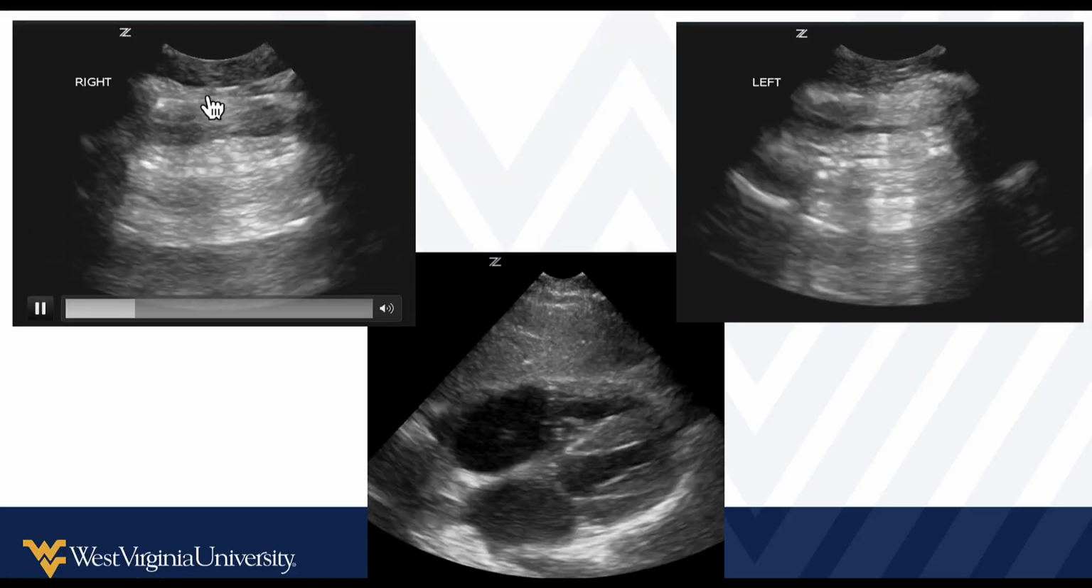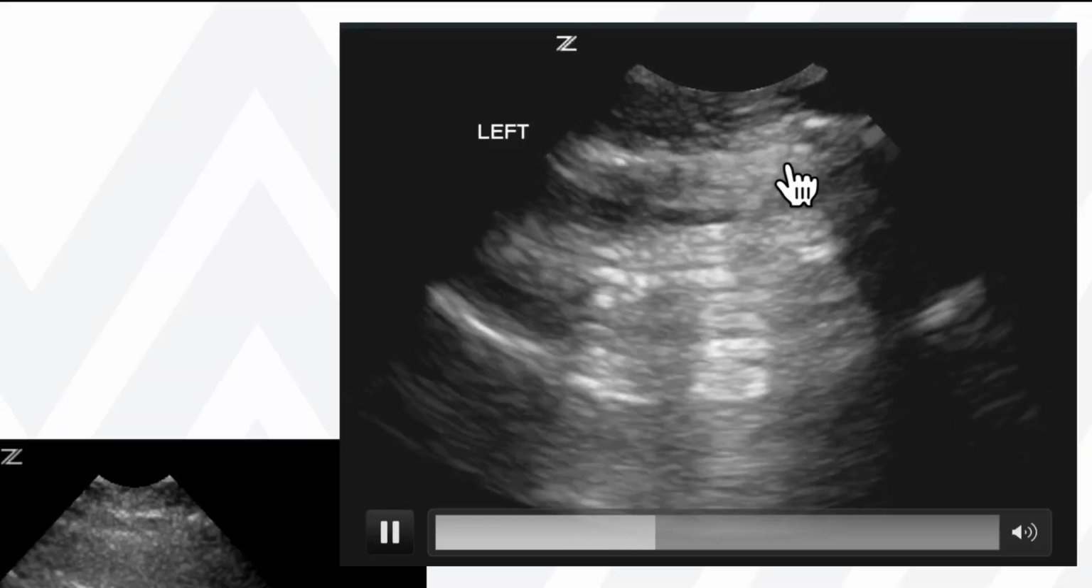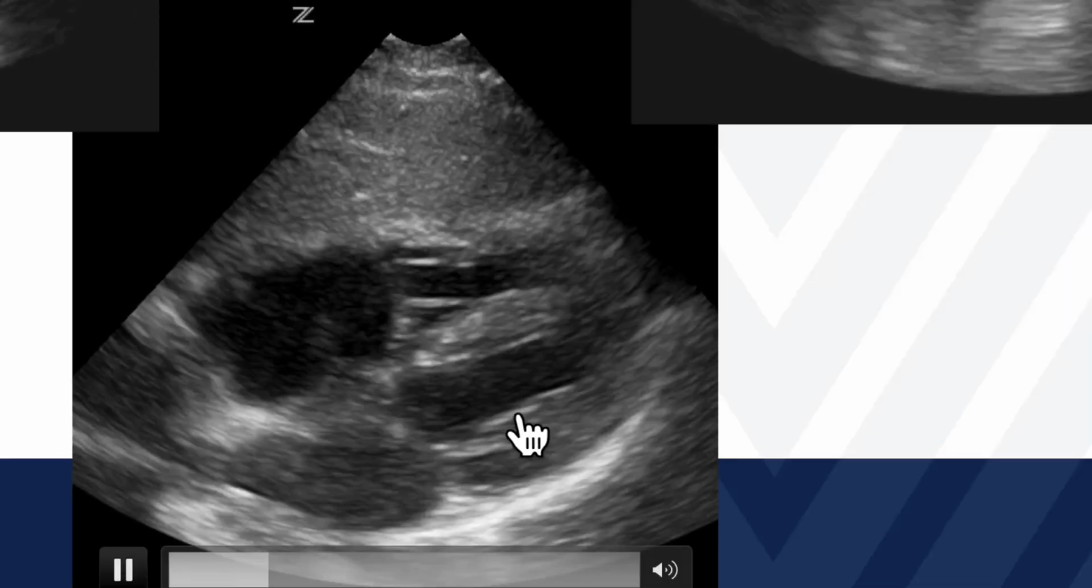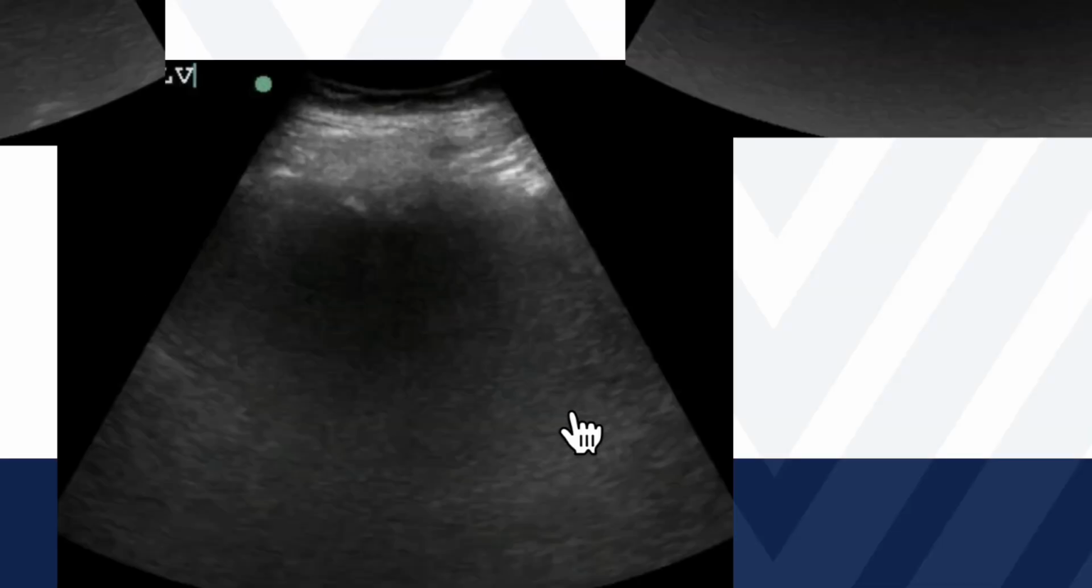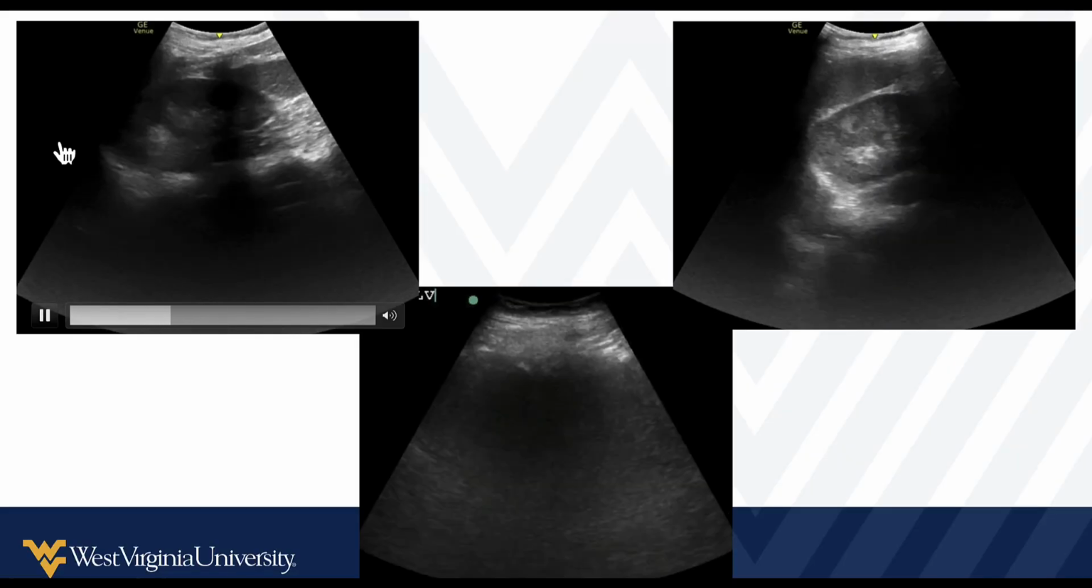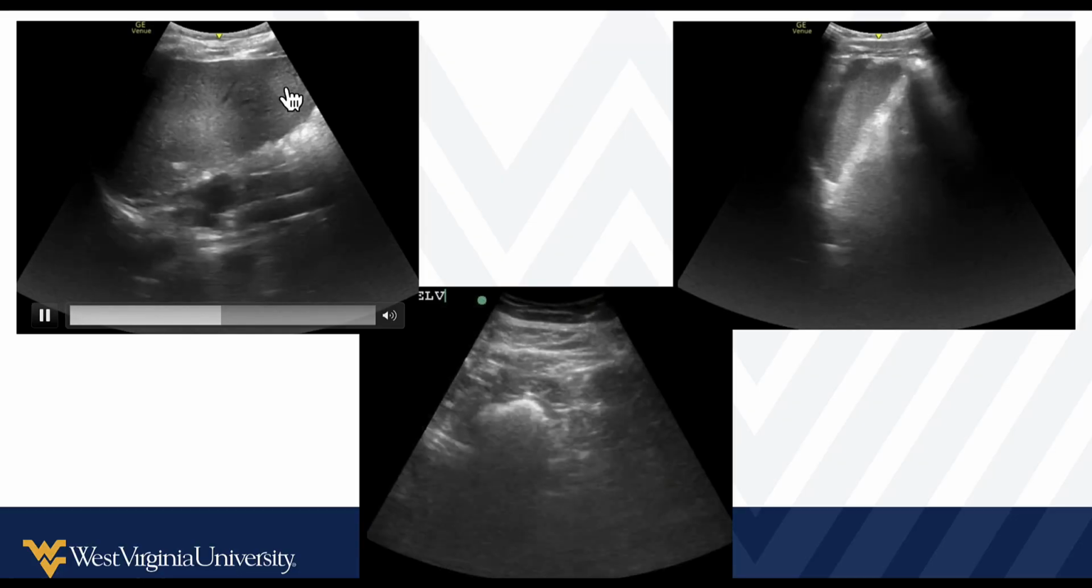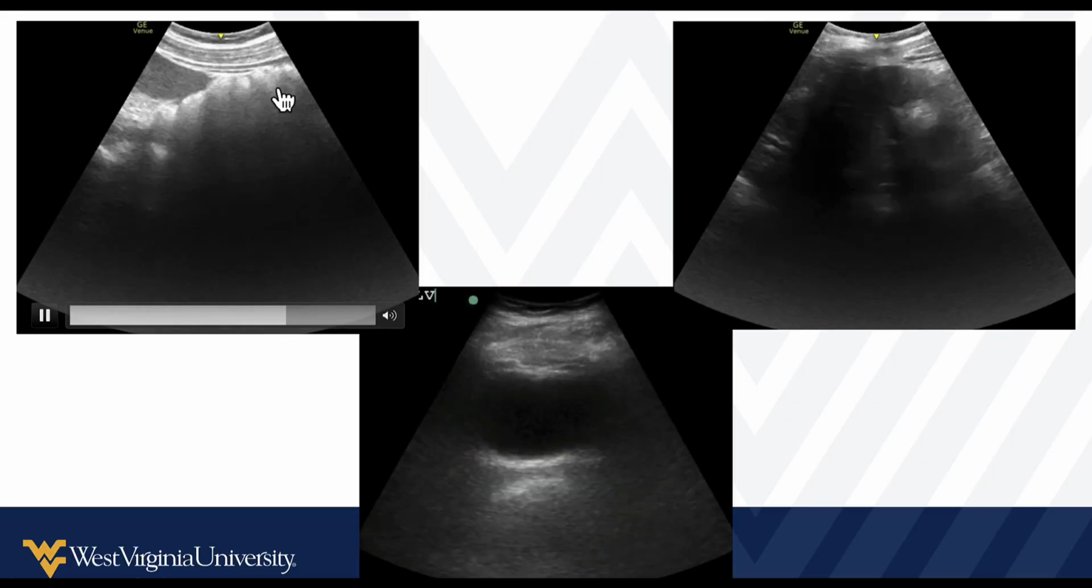We'll quickly look at these. The chest, we see sliding, so there's no pneumothorax. Heart, it's beating. There's no hemopericardium. Here we work down the sides. There's no blood in the chest. There's no blood in Morrison's. As we get into the pericolic gutter, there's no blood here.